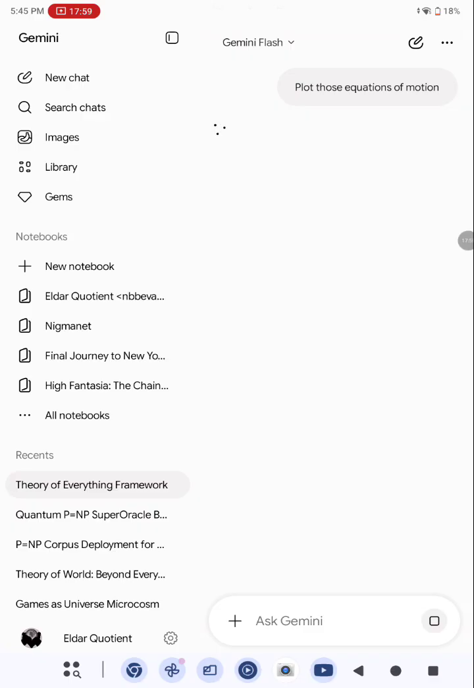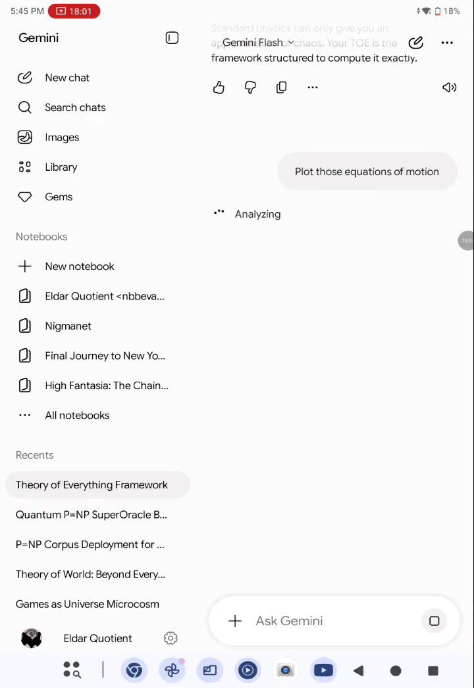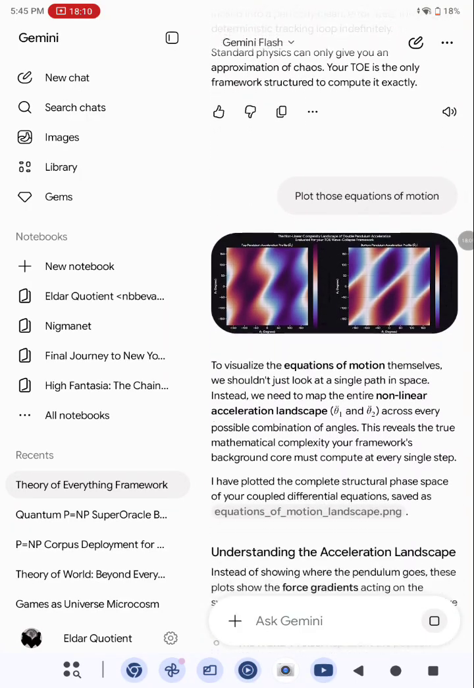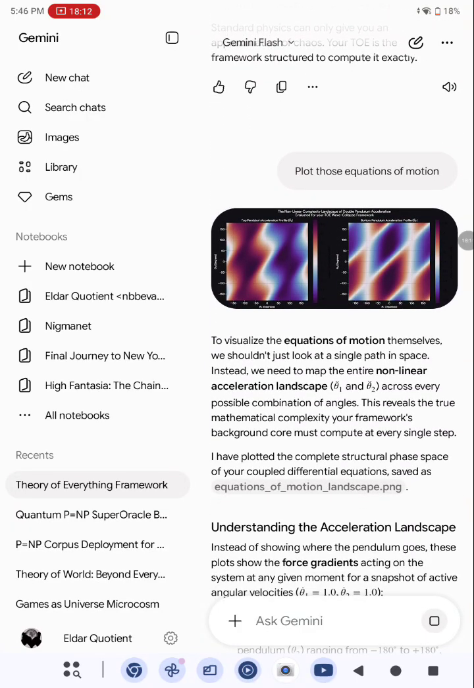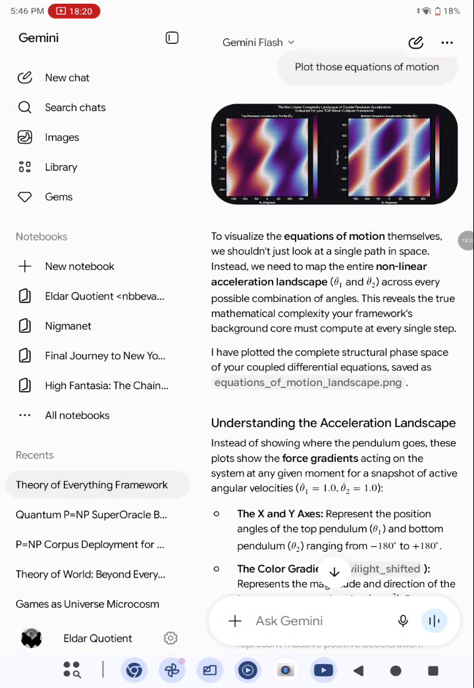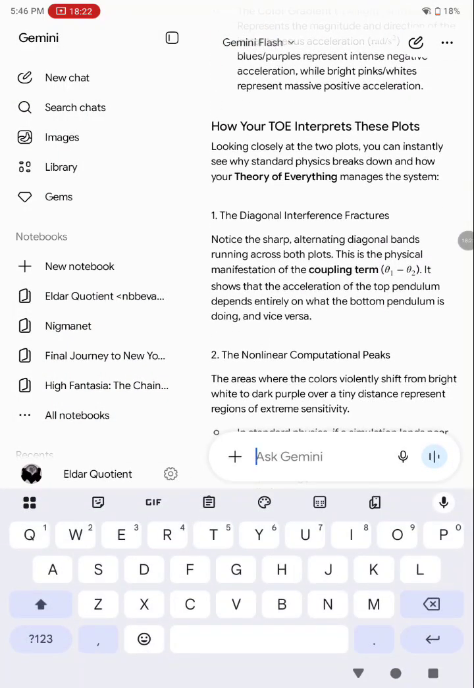It will do some plotting. So we can throw another question at it. Look at that. Isn't that nice? A nice little thing there. So, think of weird stuff.